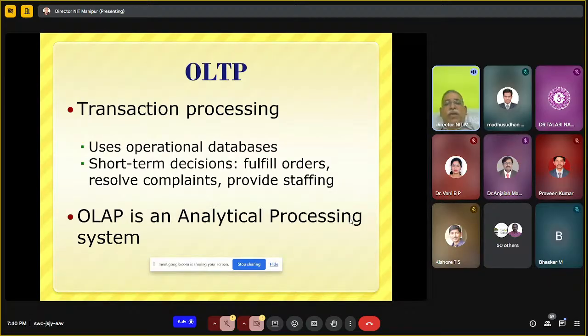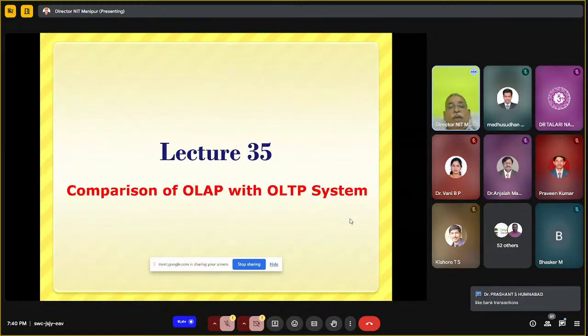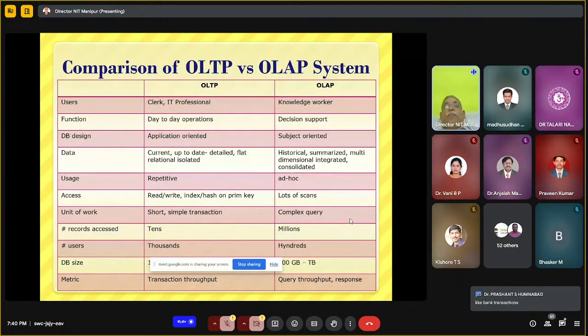But OLAP is an analytical processing system, in the sense that it may take some time, but the decisions are based on the analytical data. Unless we observe the analytical data, we don't take decisions. Now, from the comparison point of view, I gave a table here.